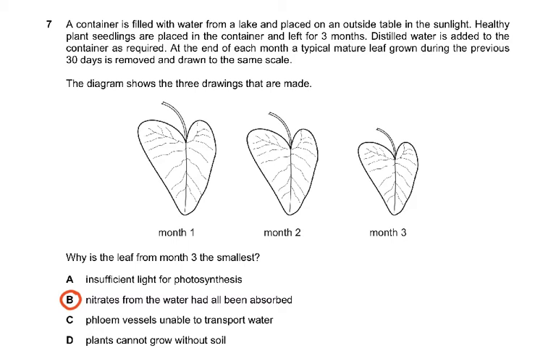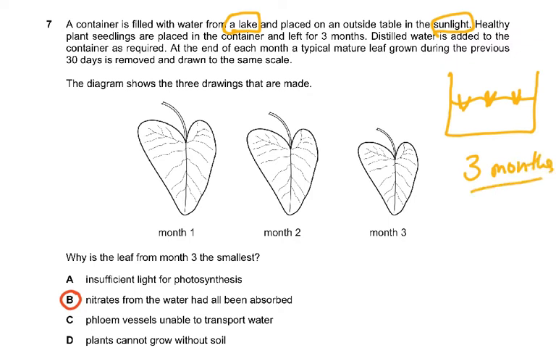So first we take a container and we fill it with water from a lake and it is placed on an outside table in the sunlight. And healthy little plant seedlings are placed in the container and left for 3 months. That's 90 days. Distilled water is added to the container as required. So now we are not adding the water from the lake, but we're just adding distilled water which does not contain any nitrates or any phosphates, because in a lake there would be of course many animals and decomposing matter.